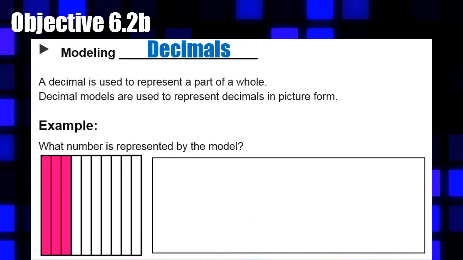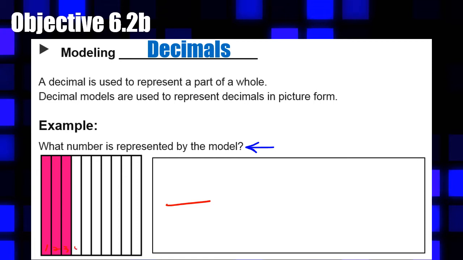So now let's talk about how we're going to model decimals. And so a decimal is used to represent a part of a whole. So the decimal models are used to represent decimals in picture form. So the question here in our example is, what number is represented by the model here? And so let's first write this out as a fraction, and this is going to help us out a lot. And so we can figure out how many total parts are here for our fraction. So let's go and count them.